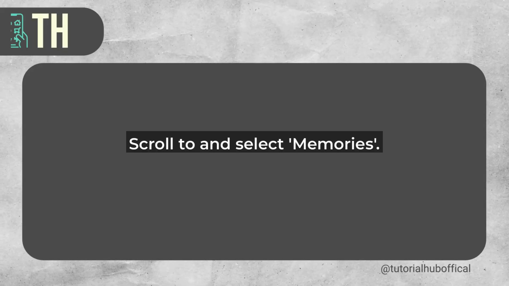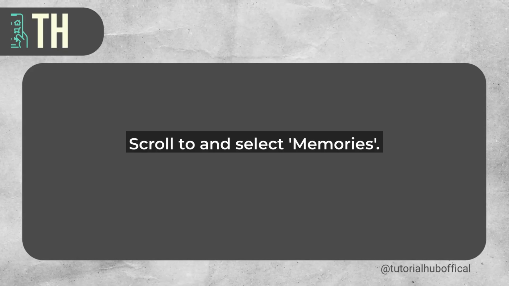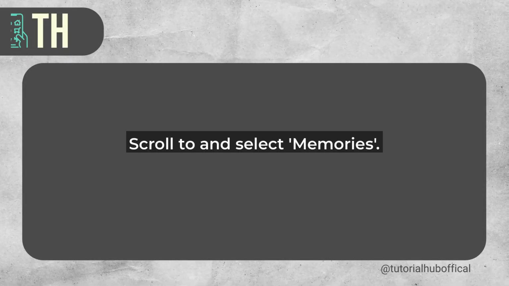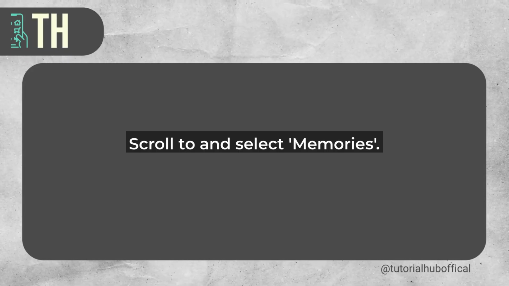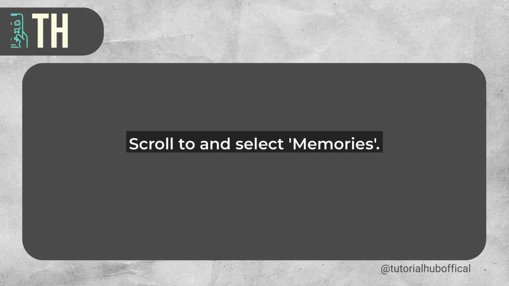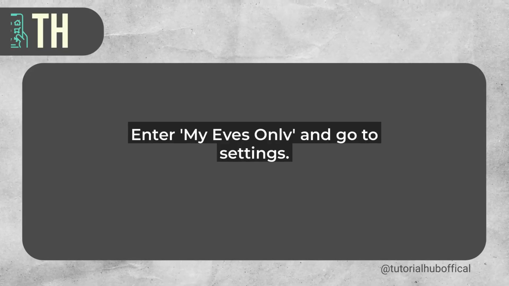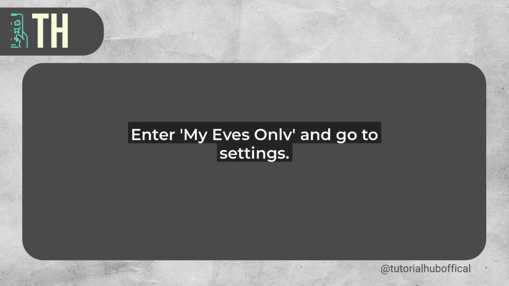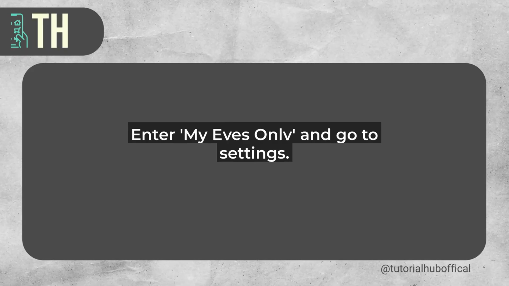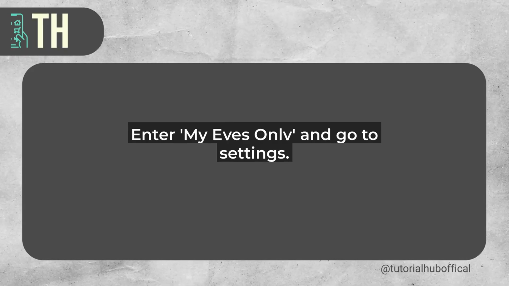Okay, let's jump in. Start by opening the Snapchat app and logging into your account. Once you're on the main camera screen, tap on your profile icon in the top left corner. That'll take you to your profile page. Next, scroll down and tap on the Memories option. It's like your personal photo album.